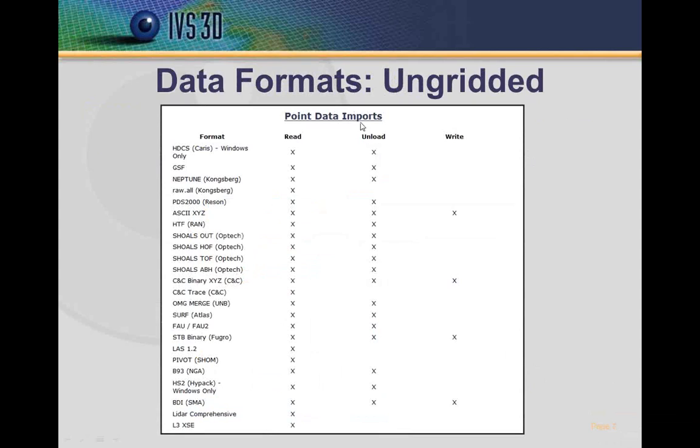The data that we support, starting with ungridded data, these are point data imports that you can bring in and create DTM surfaces. The core data that you bring into Fledermaus is ungridded and gridded data to create topographic and bathymetric terrain models. For point data imports, some common ones are ASCII XYZ, GSF, HCCS, which is CARIS, or LAS, which is LiDAR data. A lot of these are proprietary formats that come from sonar manufacturers or processing or acquisition software.